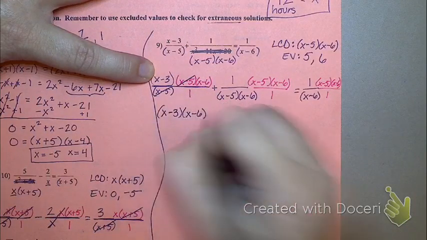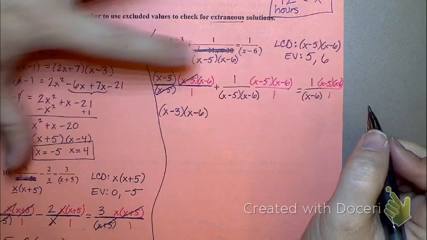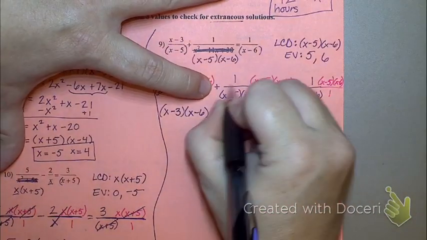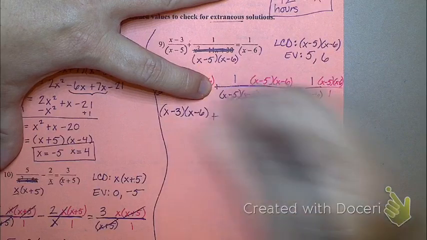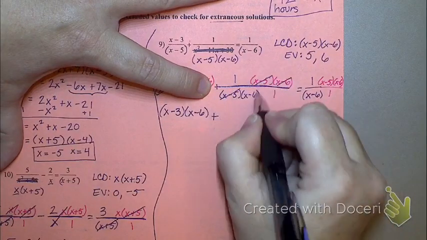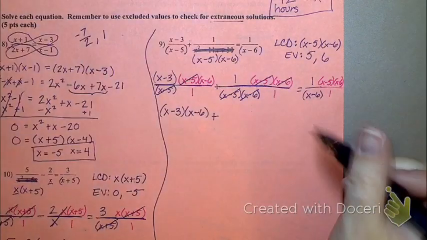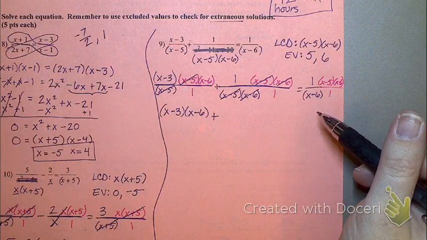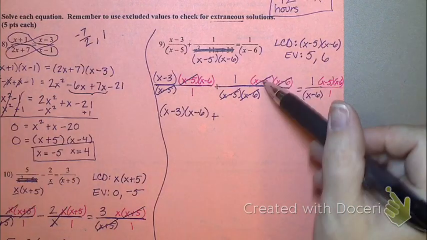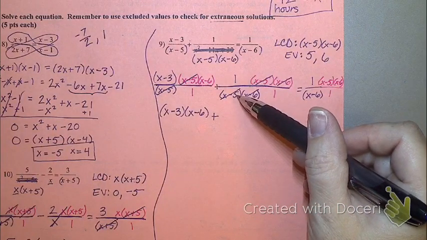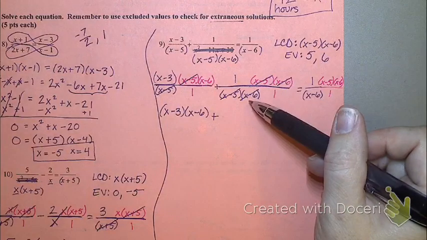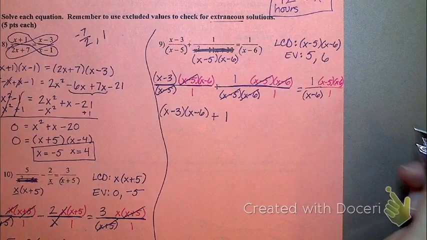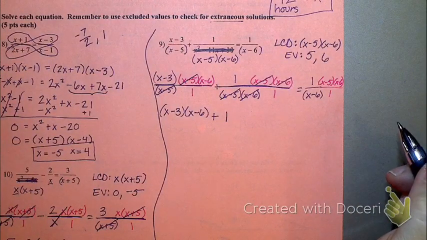I'll FOIL that in my next step. Next, I have a plus sign. What cancels here? X minus 5 and x minus 6. So a lot of people just changed that plus sign to an equal sign and moved on. But when it cancels out, it's not canceling out to 0. What is x minus 5 over x minus 5? Or x minus 6 over x minus 6? It cancels out to 1. So it still exists there.